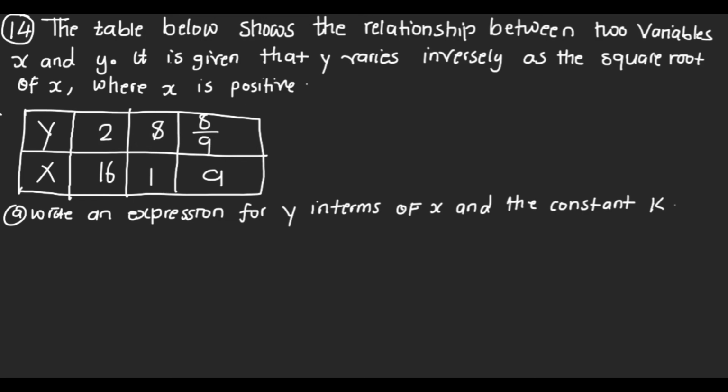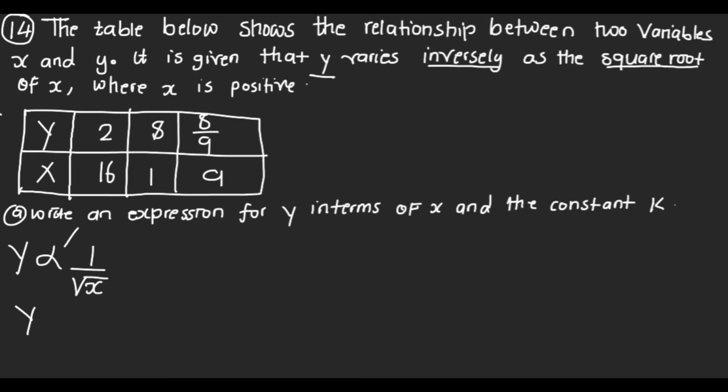So we'll begin with the first letter. It is given that y, you write y varies, then there is this inversely, you write it as a fraction. So inversely as the square root. So if they say the square root of x, then the variable x should be under the root. So this is how you write the square root of x. If the question was the square of x, if it was the square, then we would have written it as x squared.